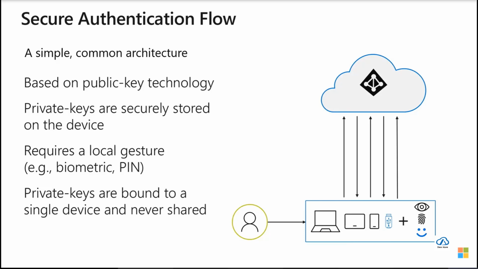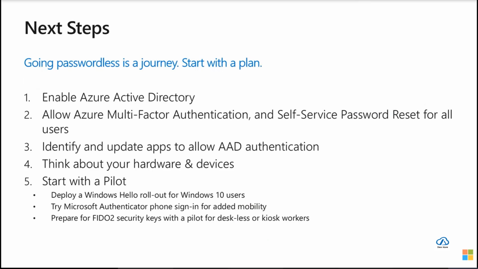Now, what can you do to start your passwordless journey? I described this at a high level when I presented how you can go about this journey earlier. But in general, from a technology perspective, you need to enable Azure Active Directory. You need to sign up for Azure MFA and self-service password reset for all users in the organization. Identify and update apps to allow Azure Active Directory authentication.